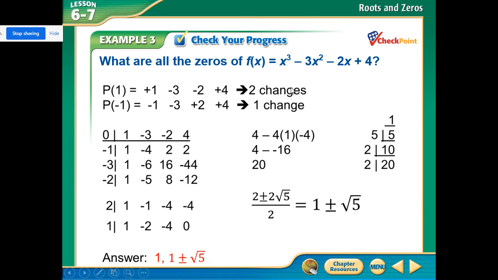All right, let's try another one. So there's going to be 3 answers here. And you notice my answers down here, 1 and 1 plus or minus the square root of 5. I got 3 answers. So I'm going to start with this sign change stuff again.